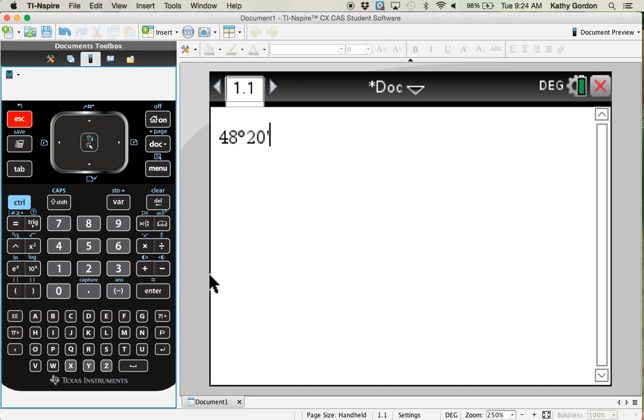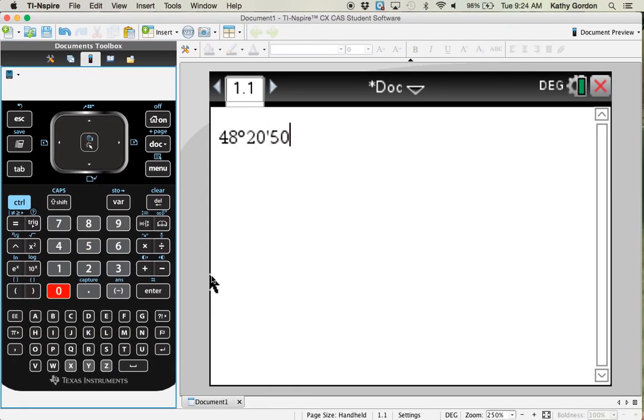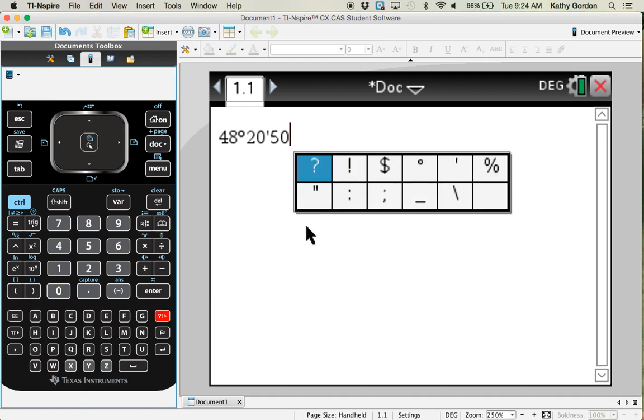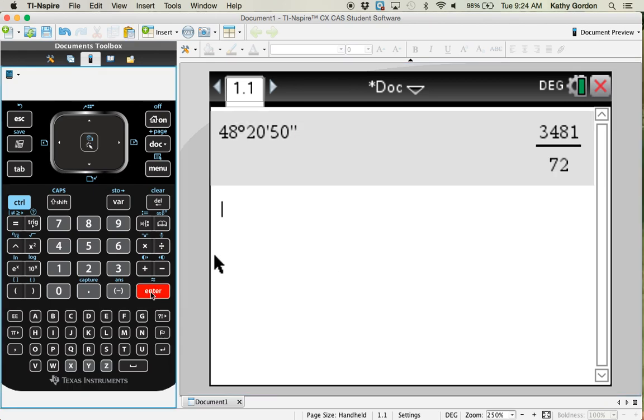And then for our 50 seconds, this one's a little bit cumbersome, but at least you can do it. You type your 50, you go to your punctuation, you choose your tick mark, and then you go to your punctuation and you choose your tick mark again. So you get your seconds. Whoa. Okay? And so now when you hit enter, if you're in exact mode, it's probably going to give it to you as a fraction. So if you do your control enter, you'll get it as a decimal.